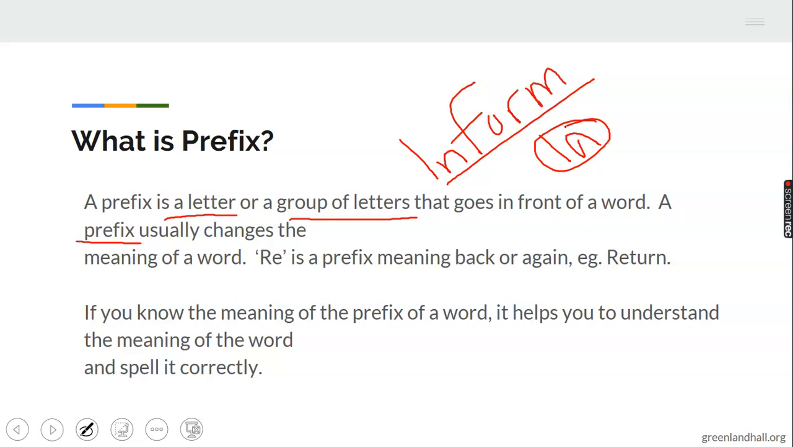If you know the meaning of the prefix of a word, it helps you understand the meaning of the word. Inform, for example: to inform a person means to give them insights, to educate them, to bring them up to speed, to let them know something more about what you are talking about at that time. So it helps you to understand the meaning of the word and spell it correctly. You can see here we have re. This one is also a prefix, an example of it, and we have various examples too.